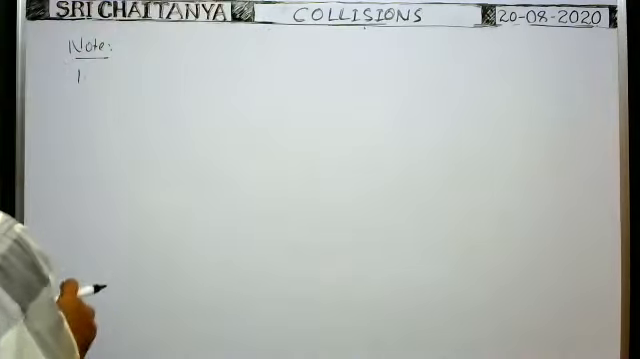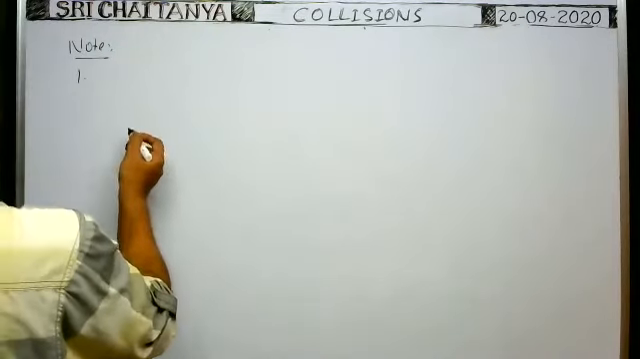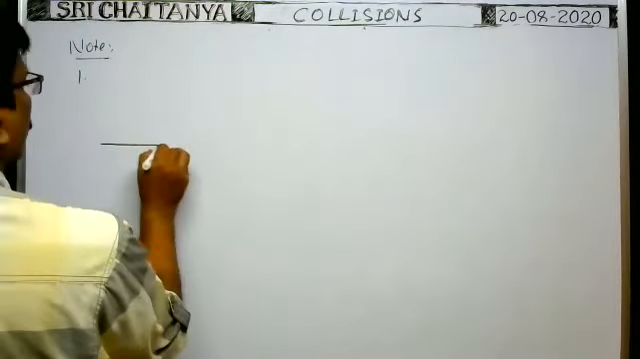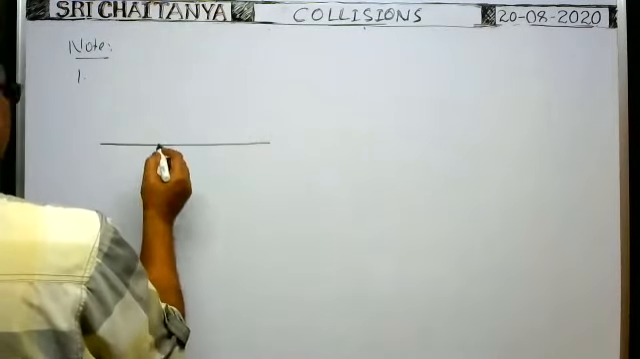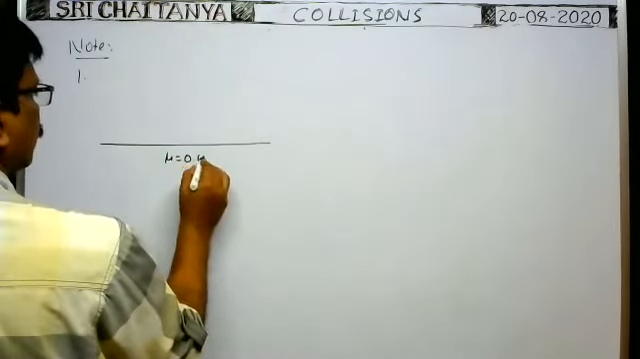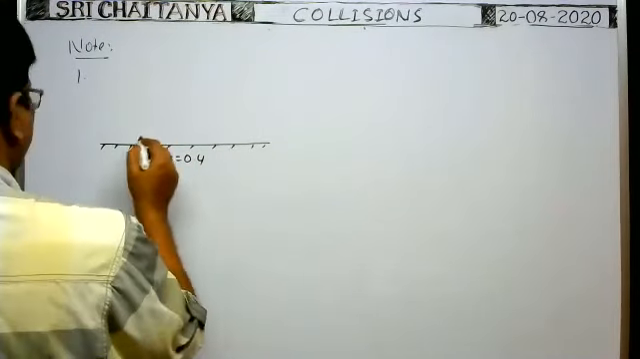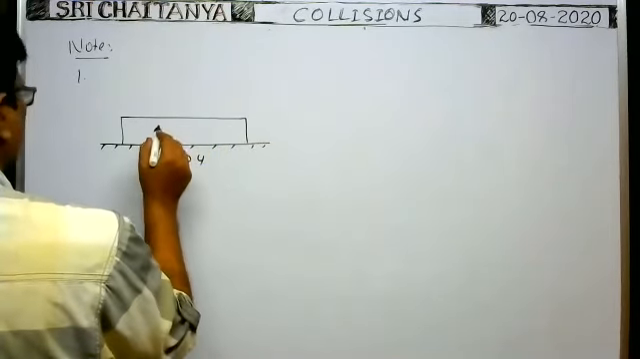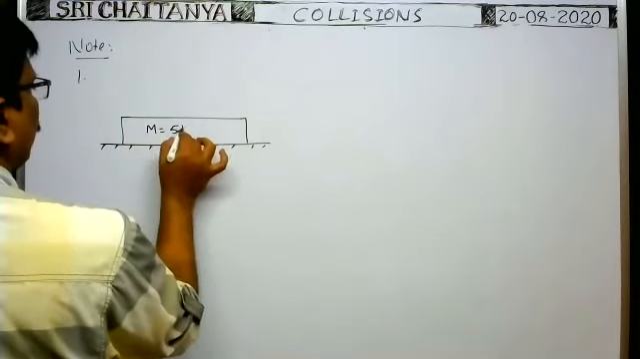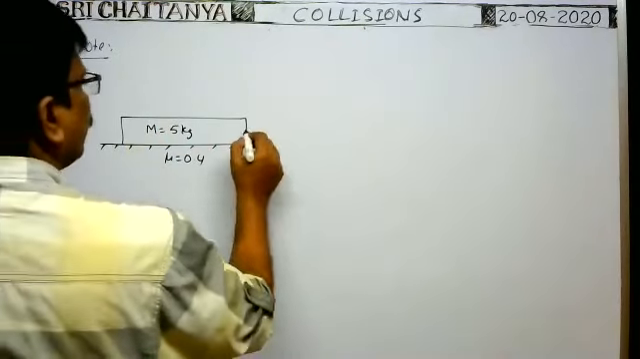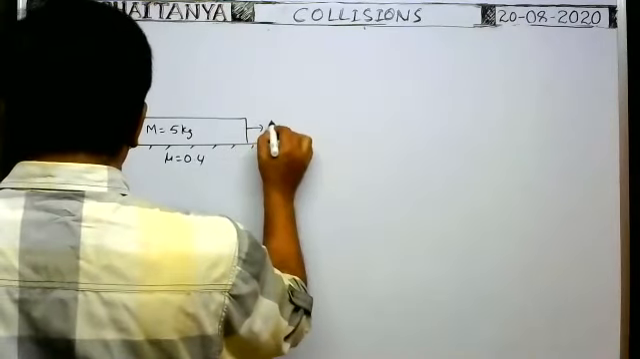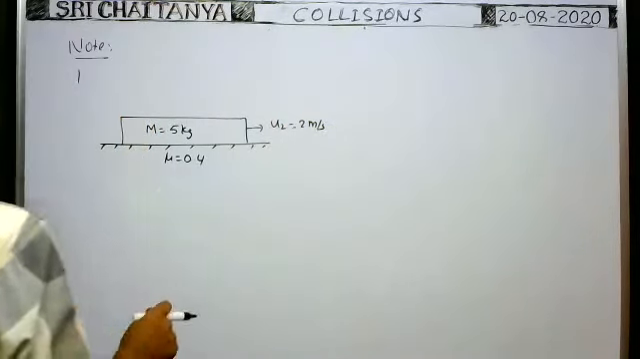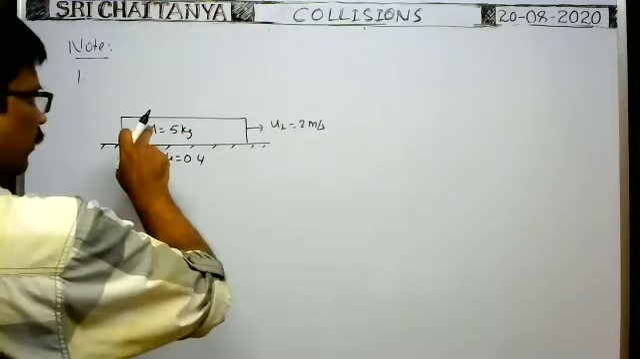Okay, here you see. On the horizontal rough surface, a block of mass capital M is equal to 5 kg is kept, which is moving initially with a velocity u2 is equal to 2 meter per second. Here initially this block is moving with a velocity of 2 meter per second.